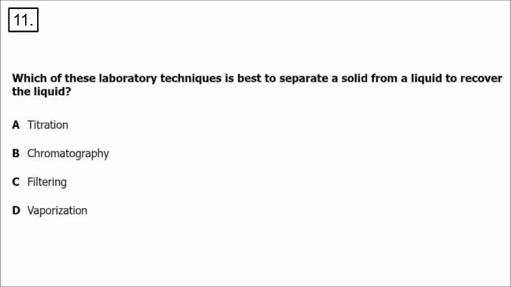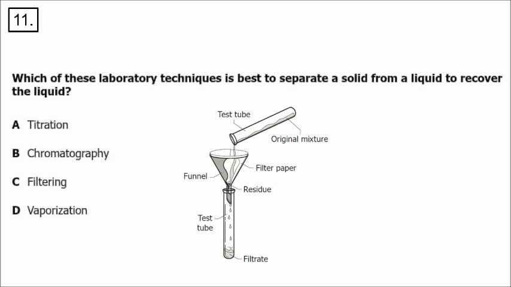In number 11, we are given a list of laboratory techniques, and we have to identify which is best to separate a solid from a liquid. So the correct answer is this particular setup where you're pouring a mixture through filter paper. So the process is known as filtration or filtering. The correct answer is C.